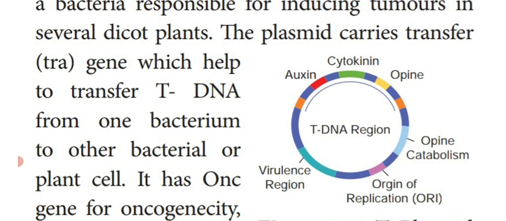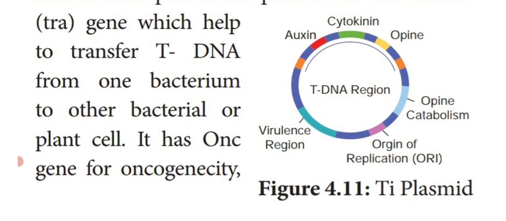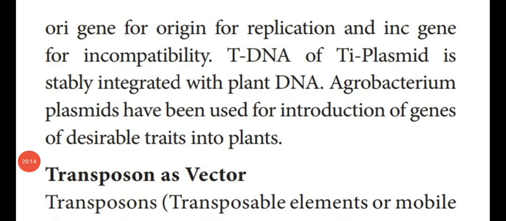The breaking down of opine, that is catabolism, takes place in the region known as opine catabolism. So this is the structure of the Ti plasmid. Dear students, the Ti plasmid consists of two genes. One is the tra gene, which transfers T-DNA from one bacterial cell to another bacterium. The other gene is the onc gene for oncogenicity, that means causing tumor or cancer in the plant or bacterial cell.